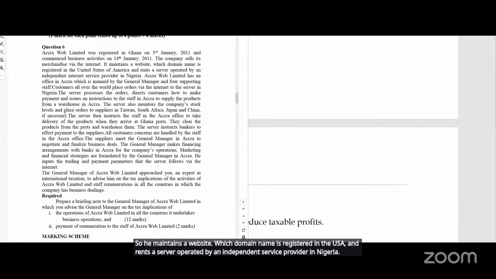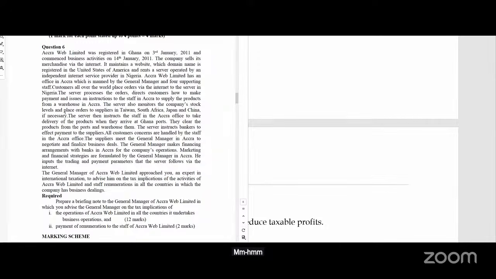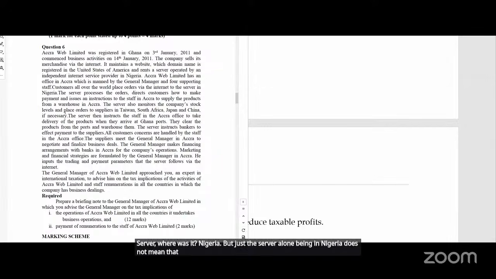So you see, we are seeing the terms. Are we not? One, we saw server, we saw domain name, we saw internet. Server, where was it? Nigeria. But just the server alone being in Nigeria, yes, that's the location of the server, it does not necessarily mean that we have a PE in Nigeria.